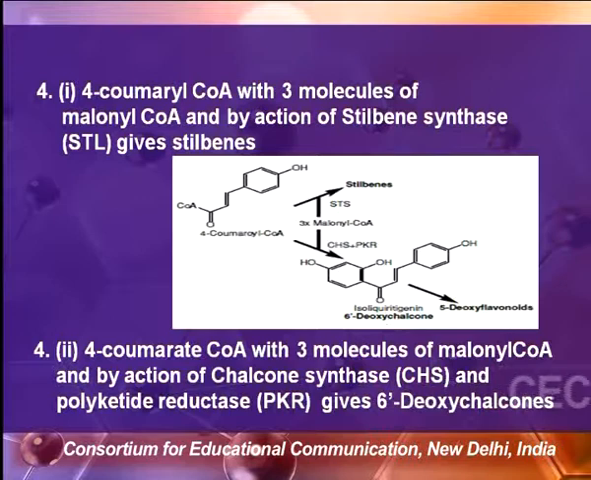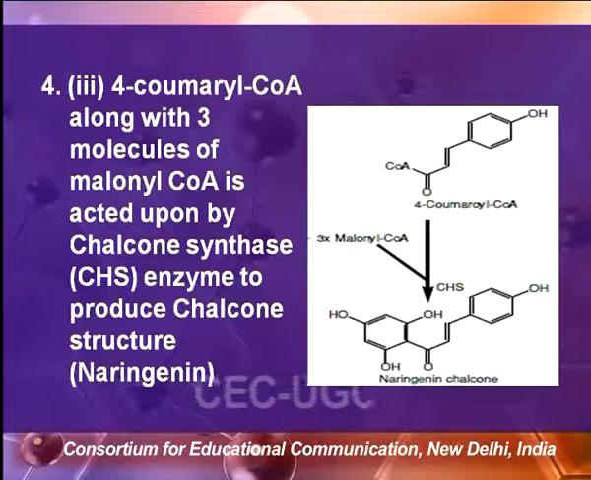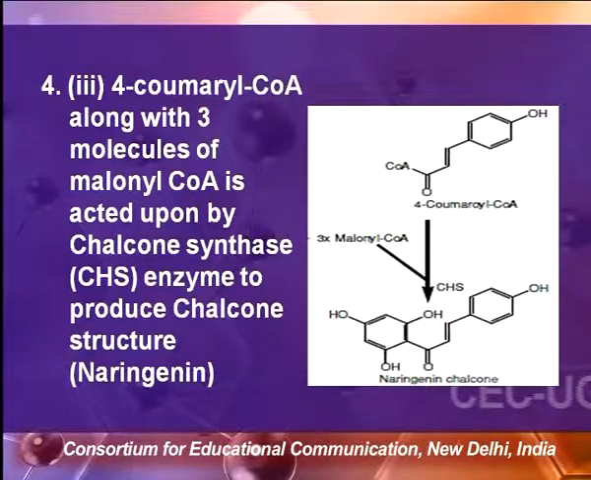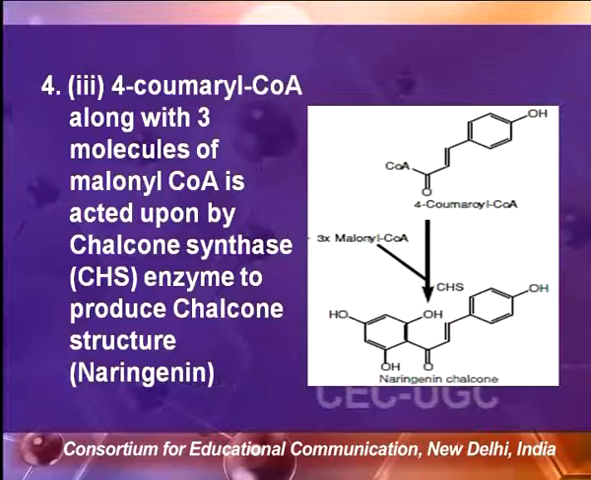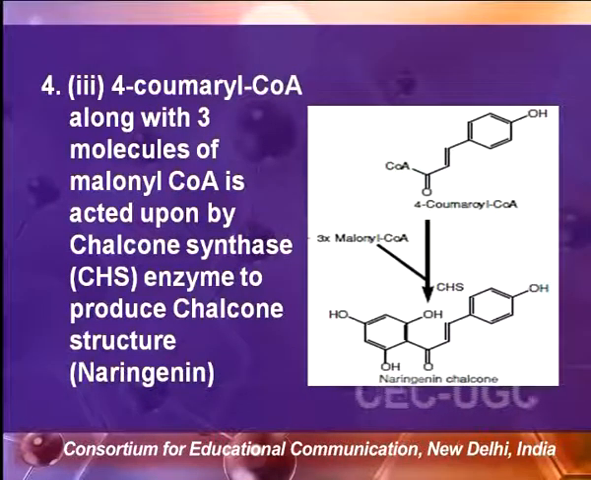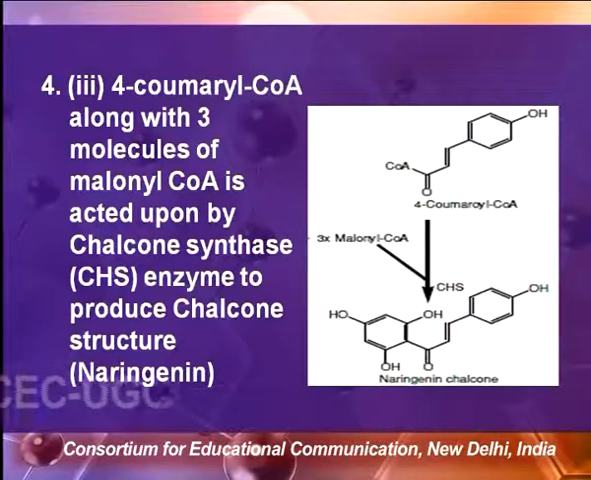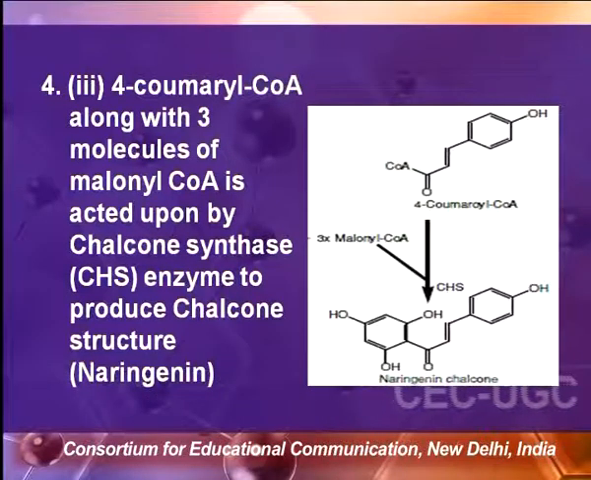6-deoxychalcones. On the third side, as I told you, this 4-coumaryl CoA is the main branching point. On one side it is giving stilbenes, on the other side it is giving 6-deoxychalcone molecules, and on the third side it again reacts with 3 molecules of malonyl CoA, and it gives rise to naringenin chalcone. This reaction is catalyzed by chalcone synthase, which again causes a series of condensation and hydroxylation reactions which give rise to this naringenin chalcone molecule.